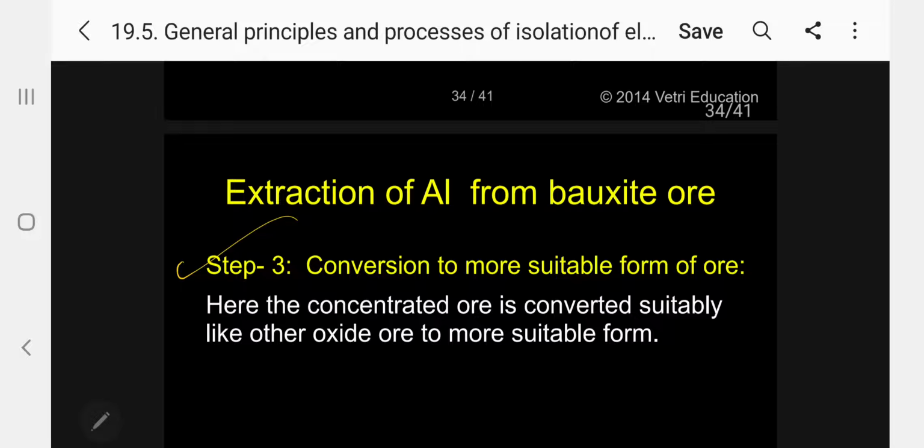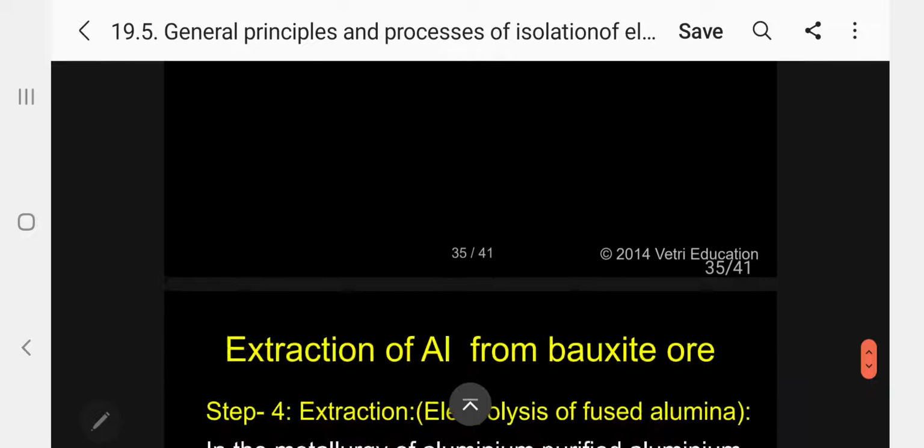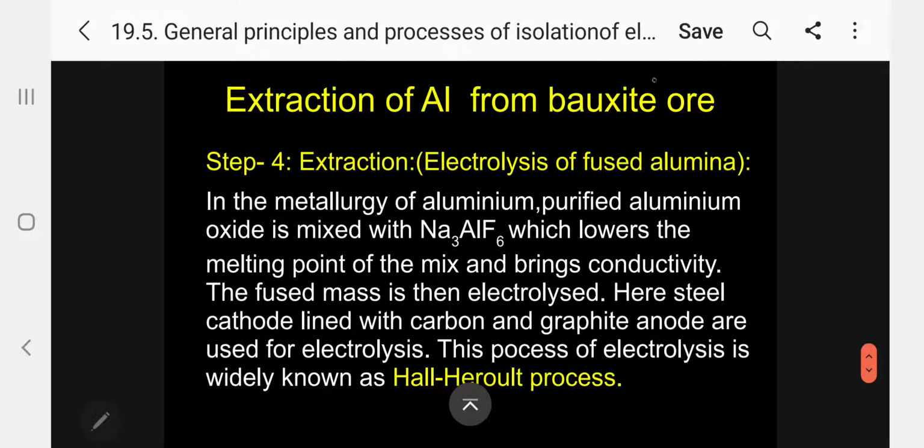Step 3, conversion to a more suitable form of ore. Here the concentrated ore is converted suitably to another oxide ore, a more suitable form. Step 4, this is our extraction of impure metal. Extraction: electrolysis of fused alumina.